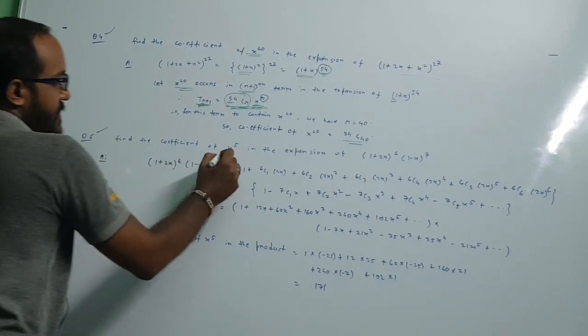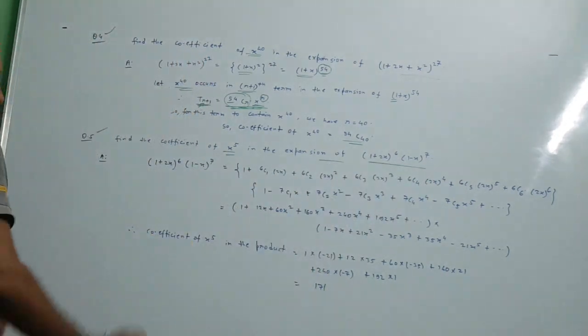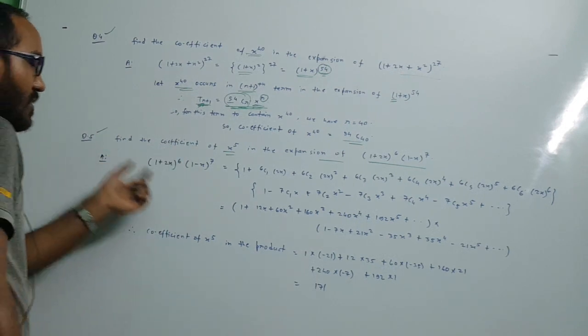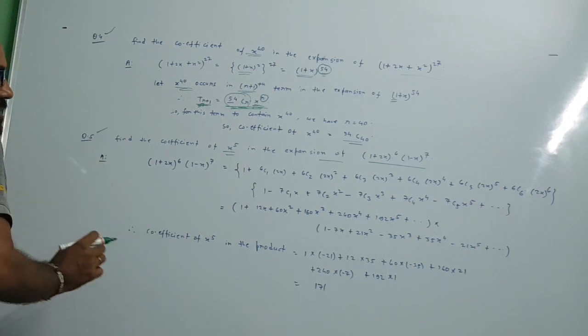Now find the coefficient of x to the power 5 in the expansion of this thing. Here is a multiplication, so you have to break it up into certain terms in order to find x to the power 5.